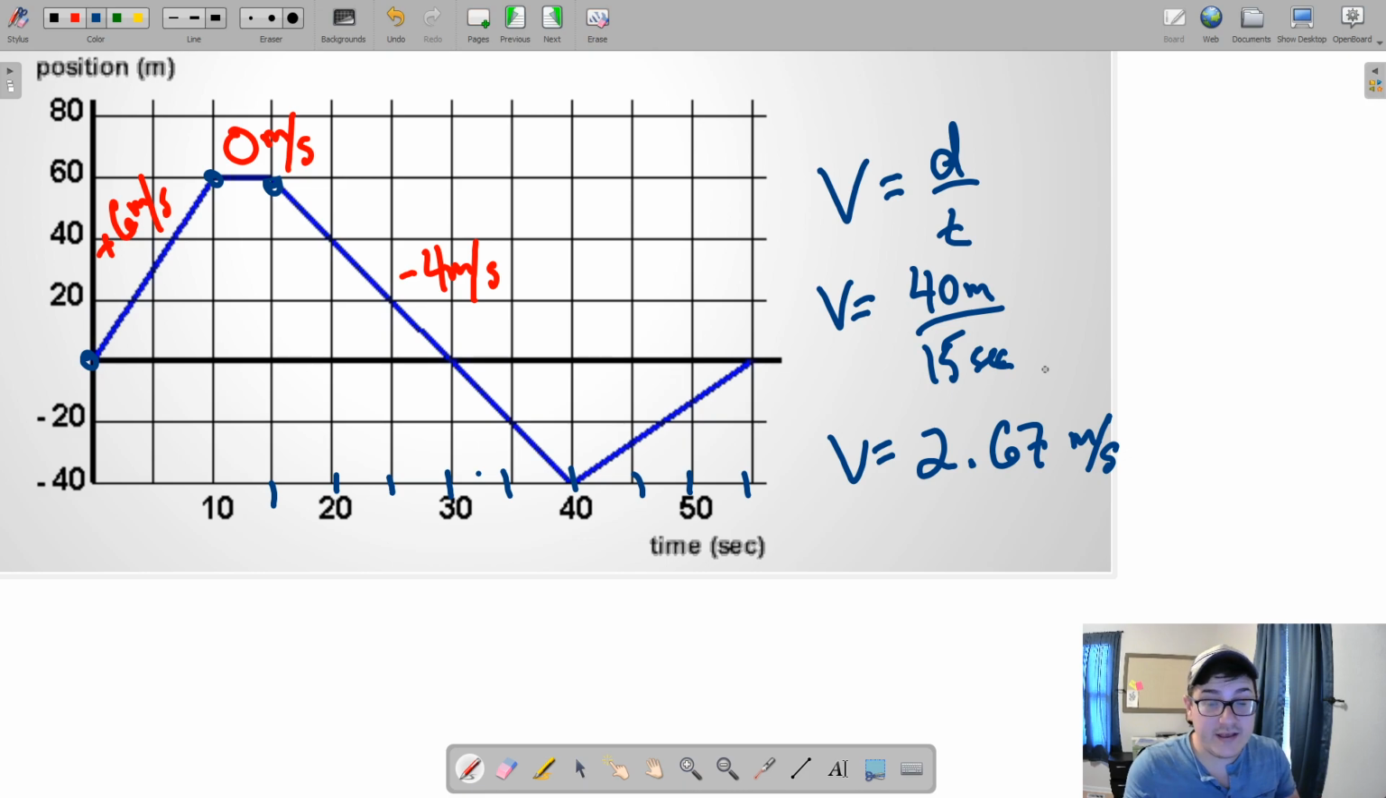Alrighty guys, that's it for when it comes to looking at a position versus time graph and remember what we can get velocity out of it. So let's go ahead and put positive 2.67 meters per second.